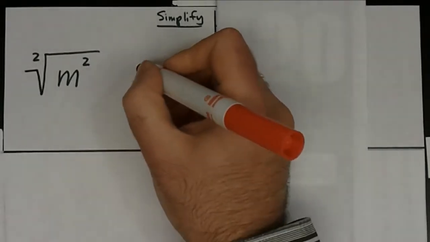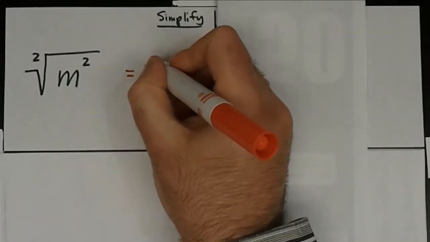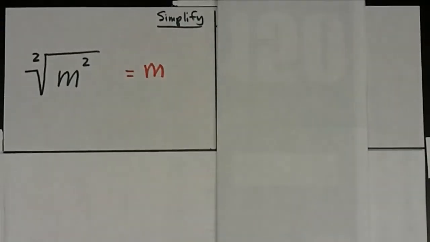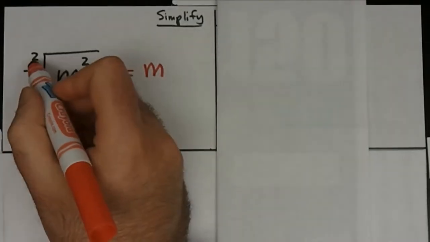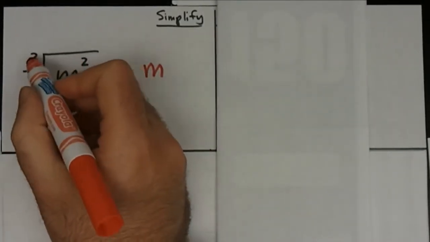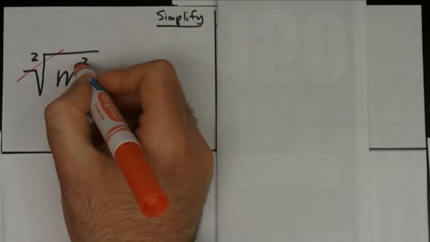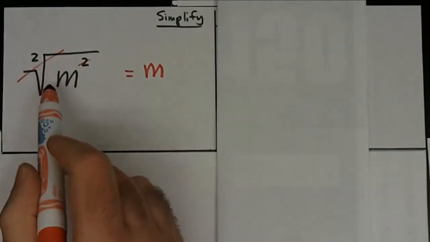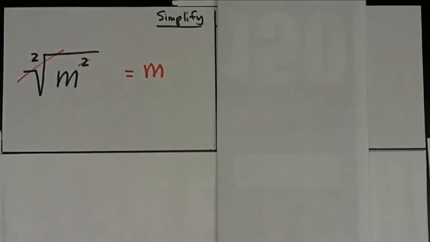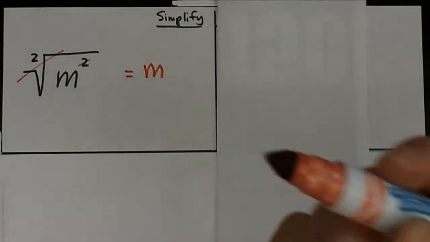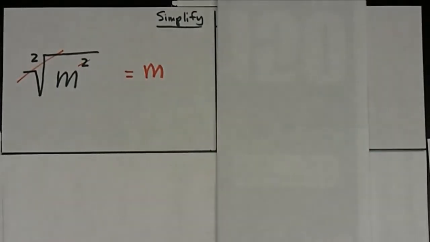If you said it's just m, you're absolutely correct. Because once again, if you have a radical and an exponent to the second power, they simply cancel each other out. And you're left with just that base. So an m, or m to the first power, but that's still just an m.